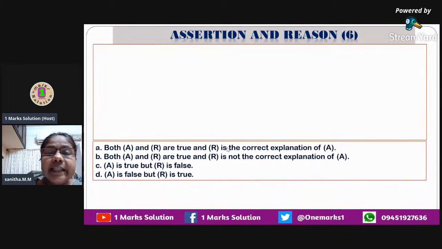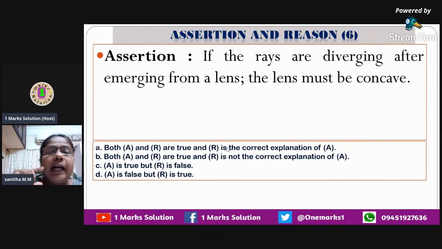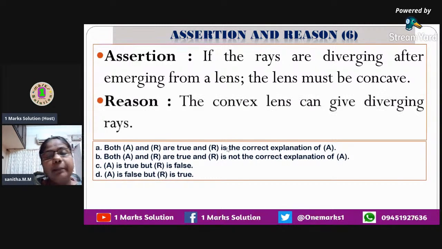Now we can go for the sixth one. Assertion: if the rays are diverging after emerging from a lens, the lens must be concave. Is it correct? You may think of concave, because we have just studied that concave mirror is converging. But here it is a lens, and the convex lens can also give diverging rays. Here it is convex lens and concave lens.